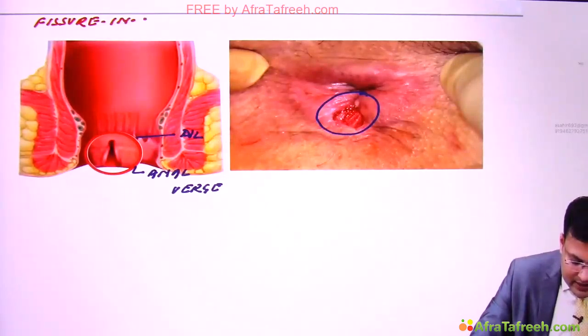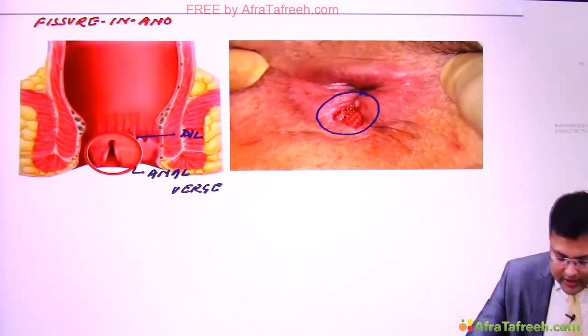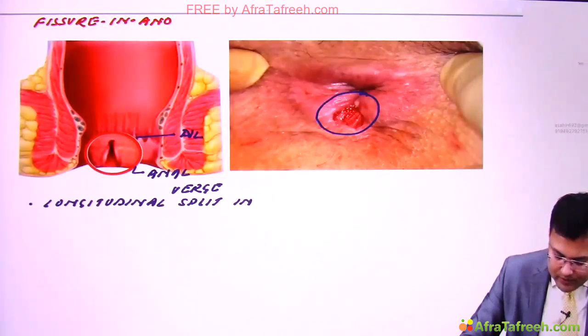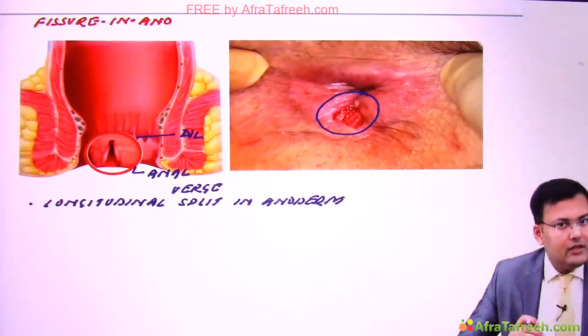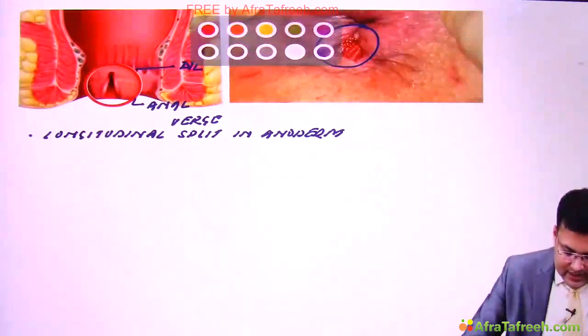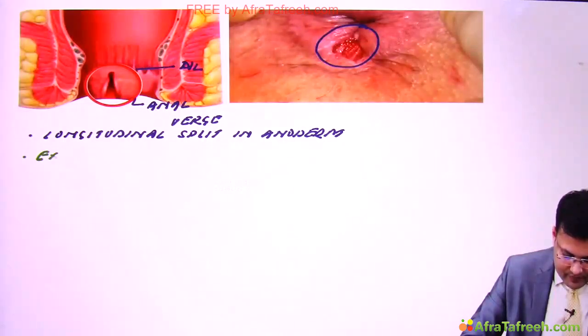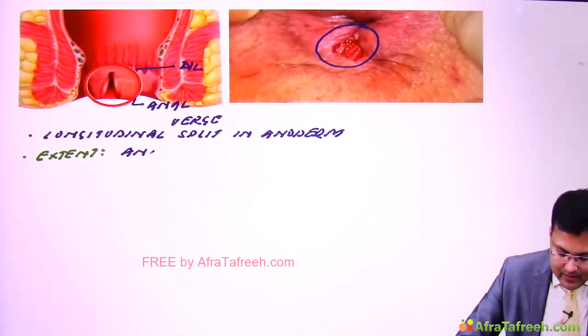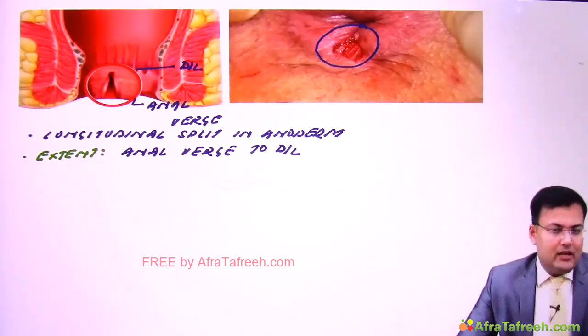Fissure in ano is characterized by longitudinal split in the anoderm. What is the extent? Here you can see the extent is from anal verge to dentate line. This question was asked in NEET PG. Extent from anal verge to dentate line.